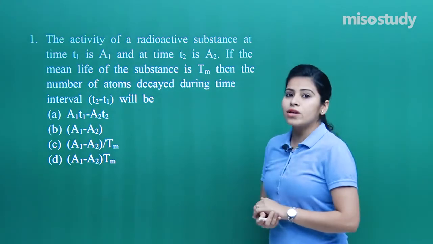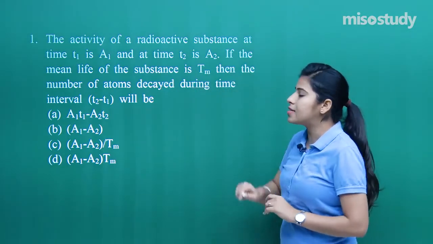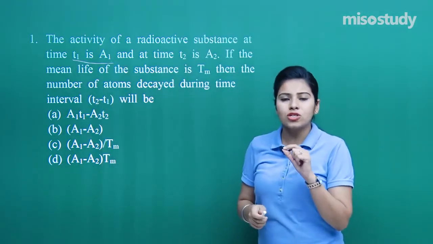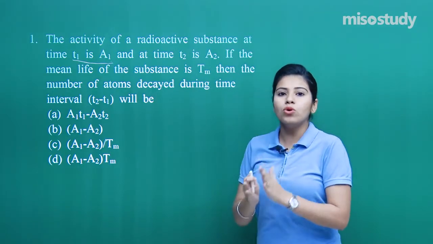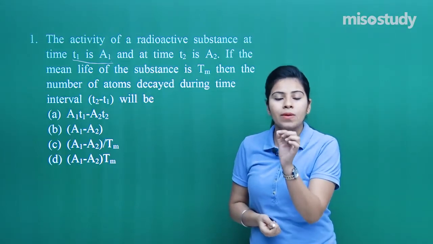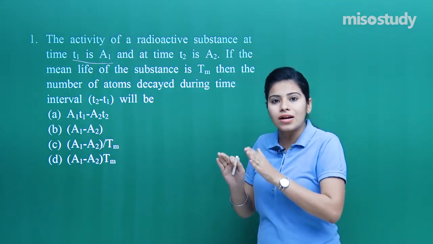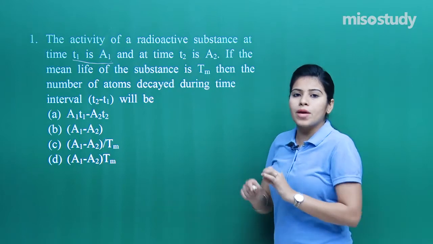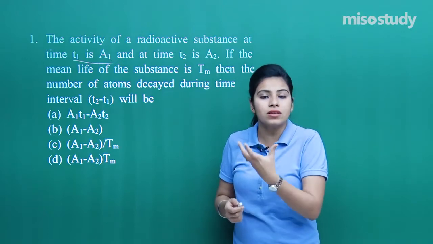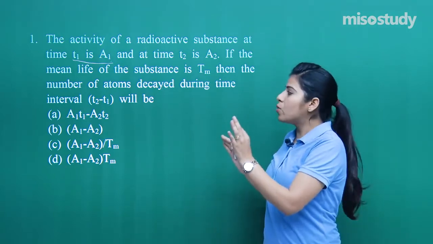Alright, I am going to read the question for you. It is written that the activity of a radioactive substance at time t1 is A1. One more thing I want to tell you: whenever you read a question, the first thing you should do is note down the main points given in the question, from the very beginning. You must not miss any important thing provided in the question and then forget to apply it. So that is why we will go step by step.